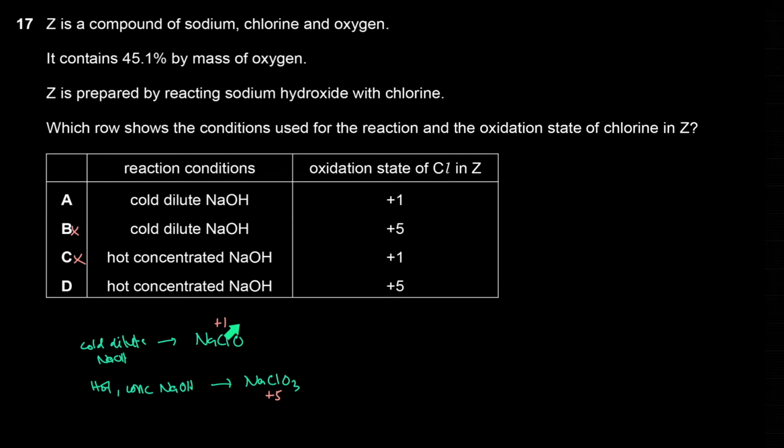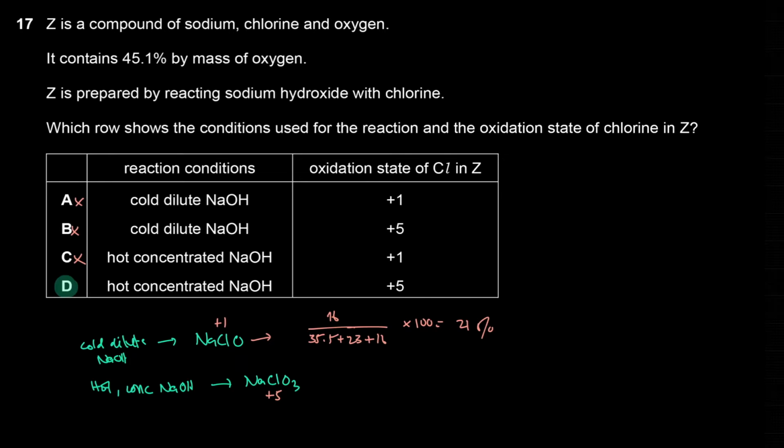Which of these has 45.1% by mass of oxygen? Here oxygen has a mass of 16 divided by 35.5 plus 23 plus 16. That's the total Mr of this molecule. This doesn't seem like 45.1%. If you multiply this by 100, what percentage do you get here? This is 21%. So we know that it's not NaClO. So it must be NaClO3. So the answer is D.